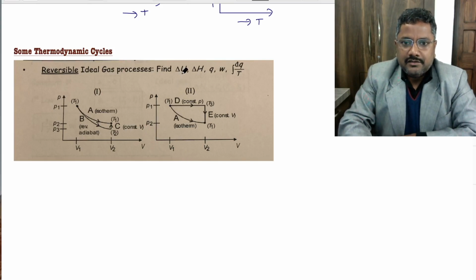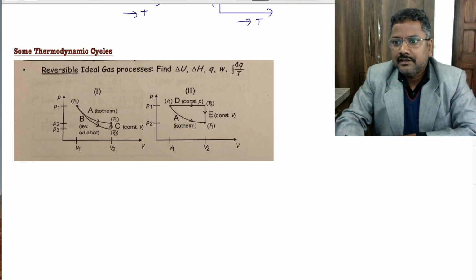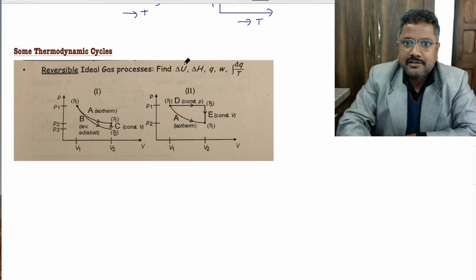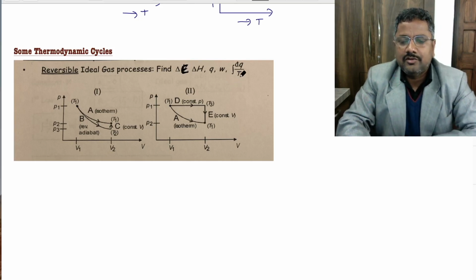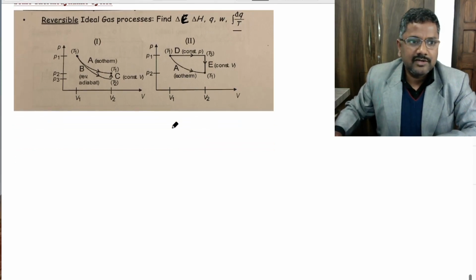So change in internal energy, delta U. Usually we write this with E, so I am writing this E, not U: delta E, delta H, Q and W, and this new thermodynamic function, Q reversible by T, right? So let's do one by one.